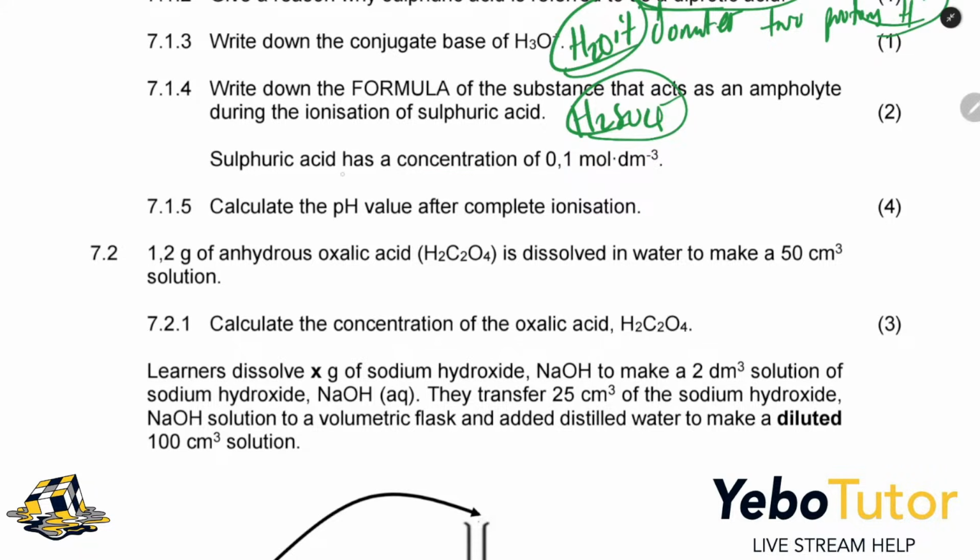We are given the concentration of the sulfuric acid to be 0,1. Now they want us to calculate the pH value. So this is quite easy, guys. You can calculate this easily because you guys are smart. So I'm going to give you that as your homework.